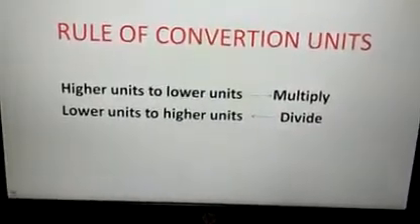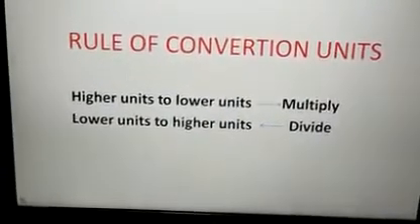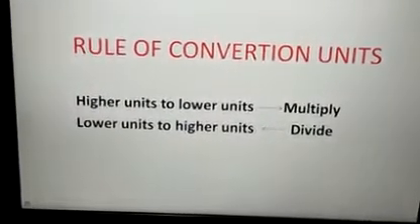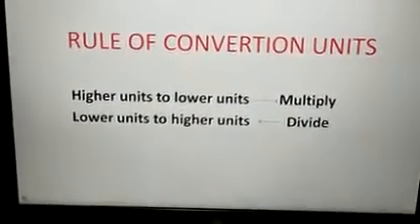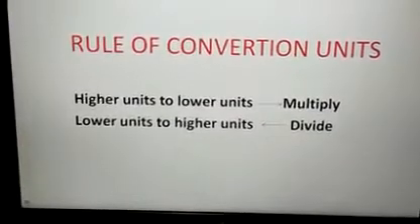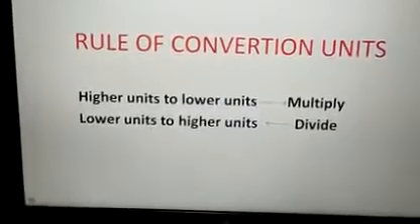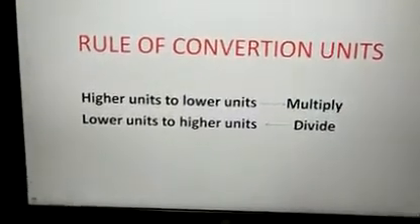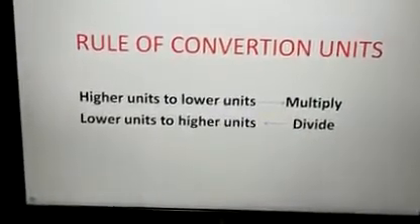Next, come to the rules of conversion. Rules of conversion. If we want to change higher units to lower units, that means higher unit. The highest unit I already said, kilometer is the highest unit. Next is meter, then centimeter, last is millimeter. So higher to lower, that means suppose you want to convert kilometer to meter, then higher to lower we will multiply. Clear?